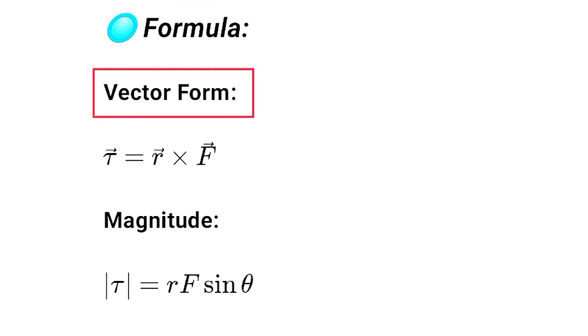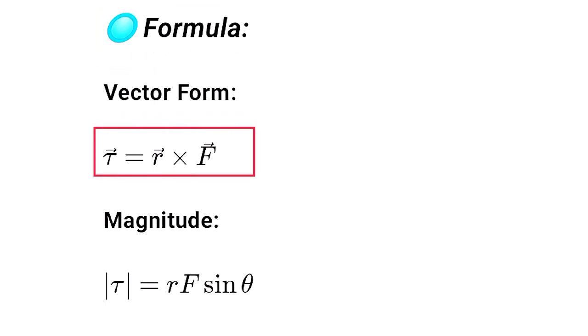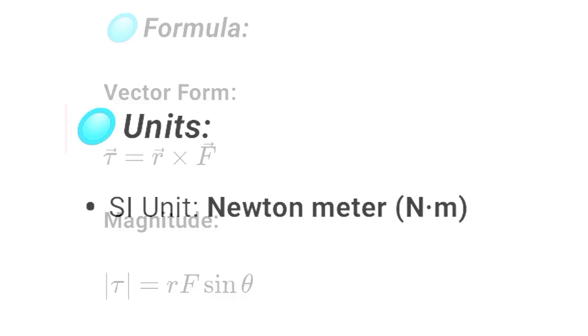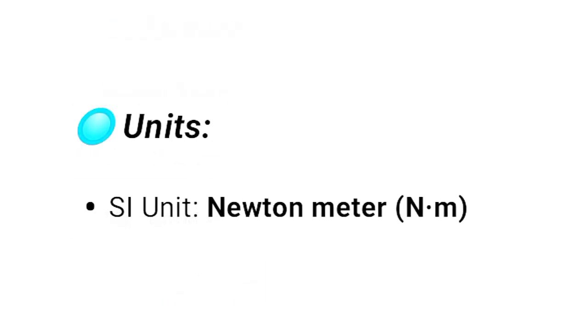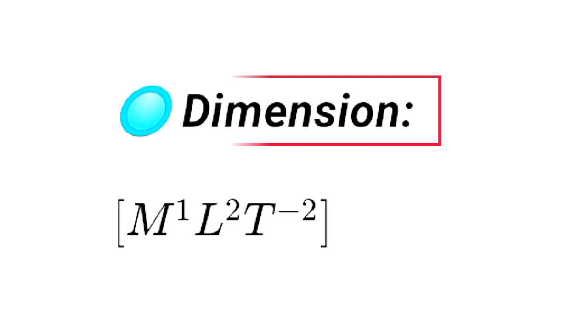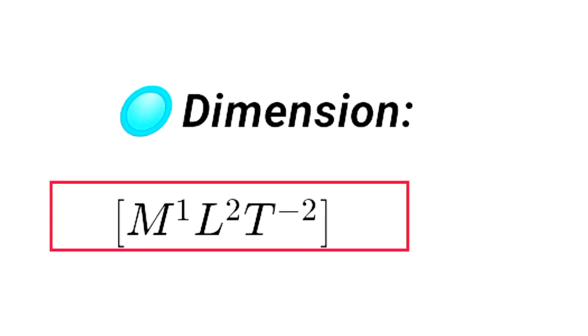Formula: in vector form, torque equals position vector cross force vector. In magnitude, torque equals R multiplied by F multiplied by sine theta. Units: the SI unit of torque is Newton meter. Dimension: the dimensional formula of torque is M¹ L² T⁻².